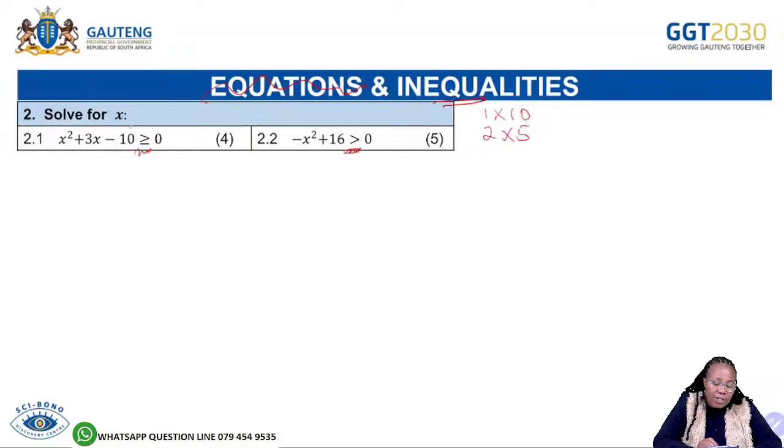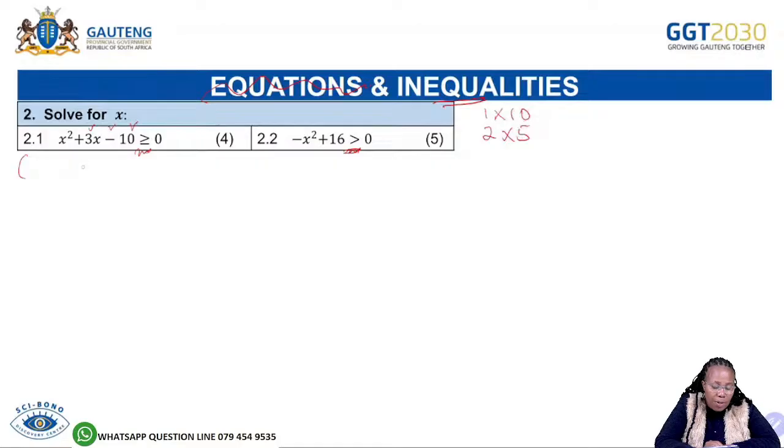It is saying factors of 10. When you subtract, you must get a 3. So which one can give you a 3? Can 10 and 1 give us 3 when you subtract? No, they are giving us 9. Can 5 and 2 give you 3 when you subtract? Yes, that means we are relying on 5 and 2.